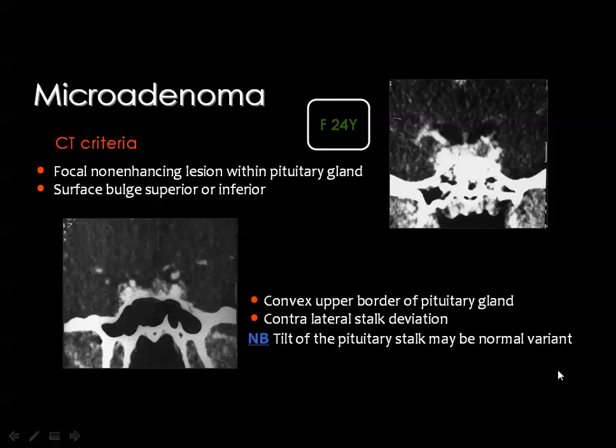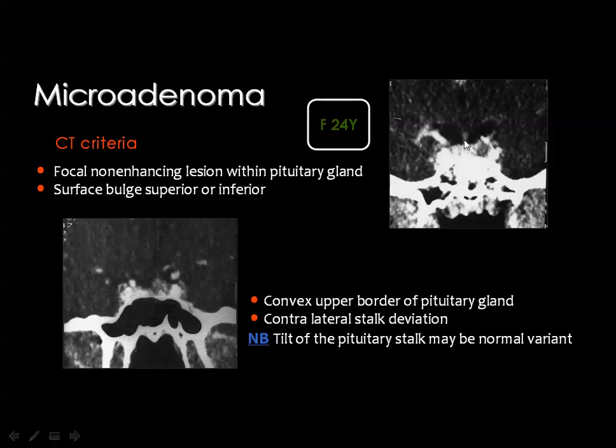And before the era of MRI, we had some CT criteria for the diagnosis of pituitary microadenoma. These CT criteria included the focal non-enhancing lesion within the pituitary gland, like this lesion.